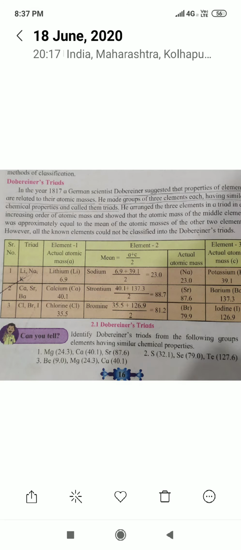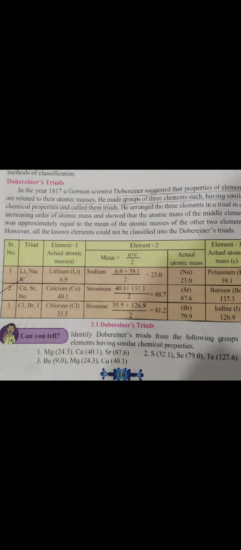So take a homework. In the homework, first write the definition of triad, write Dobereiner's law of triads, and also find example numbers 2 and 3 in table number 2.1, and also identify whether example number 2 in Can You Tell obeys Dobereiner's law.